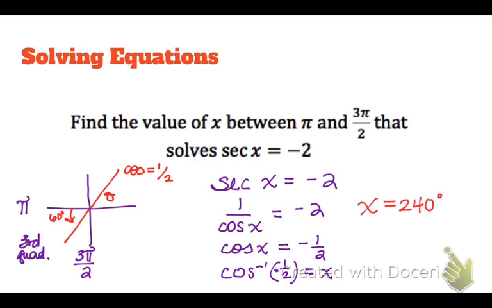And if it was in radians, you would make sure that you had your answer in radians. So this is why making sure that you know your unit circle values is going to be really helpful and important for solving equations. So if you haven't finished memorizing that, now would be a great time to go back and do that.